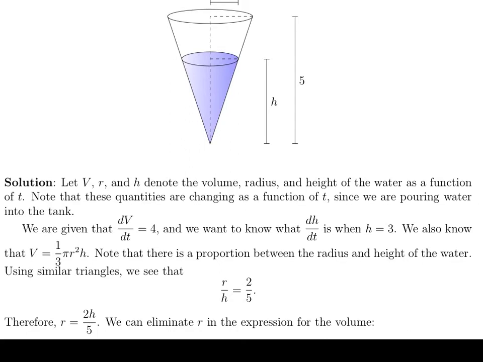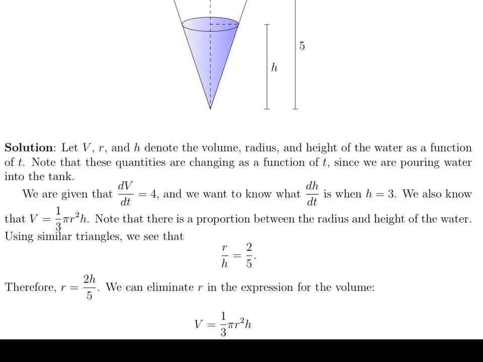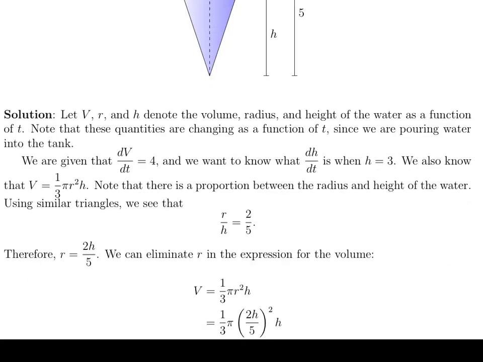And we're going to eliminate r in the expression for the volume. So let's go back now to our volume formula and plug in r equals 2h over 5. So the volume is 1/3 π r² h. And we're going to plug in 2h over 5 everywhere we see the r. And we end up with this expression. Now notice that this thing has no r's in it. We've eliminated the r so that we only have h.